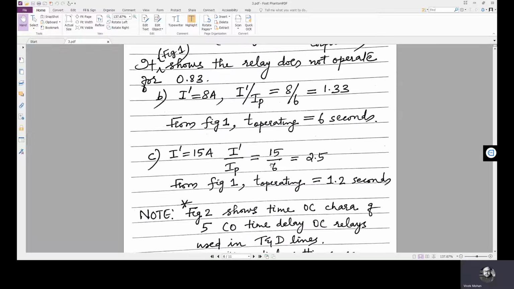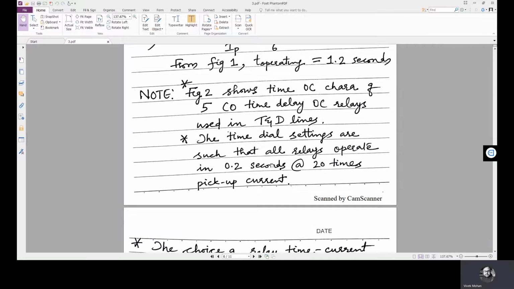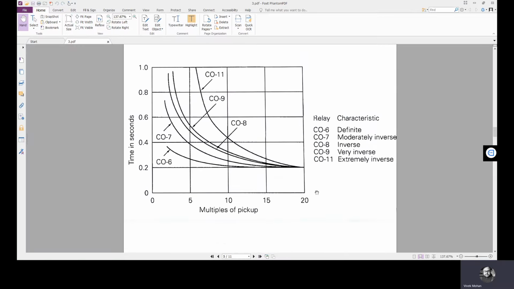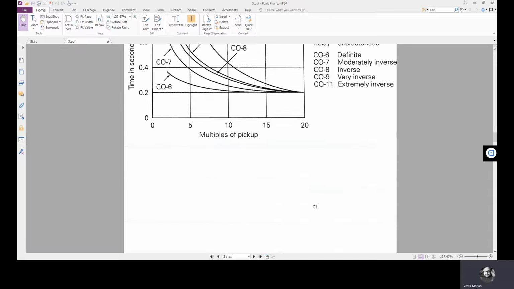For different magnitudes of current, the time delay of operation of the relay will be decided. The time dial settings are such that all relays operate in 0.2 seconds at 20 times the pickup current. Here you can see this is a multiplication factor, so 20 times the pickup current. At this point, the corresponding time delay is 0.2 for all relays. It intersects here, so it is the same 0.2.